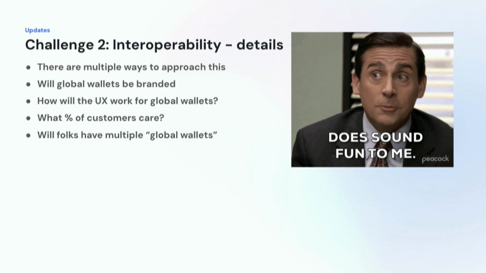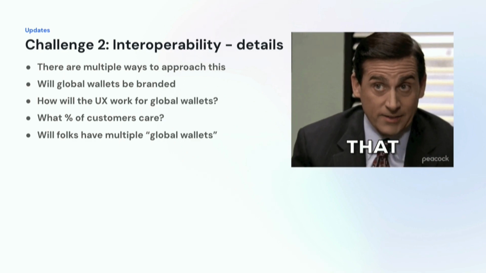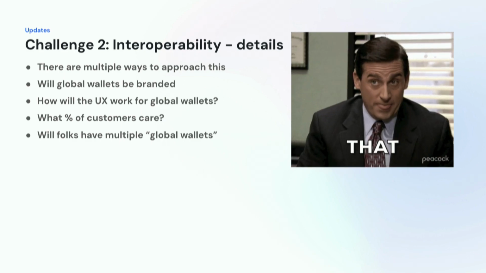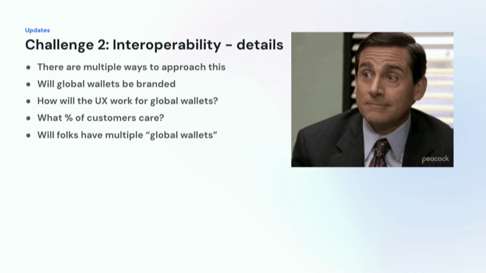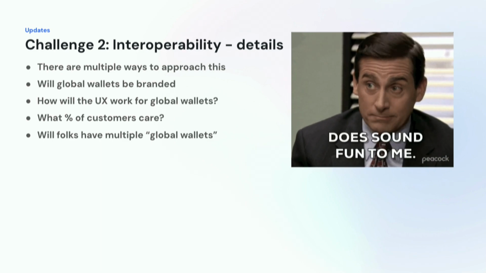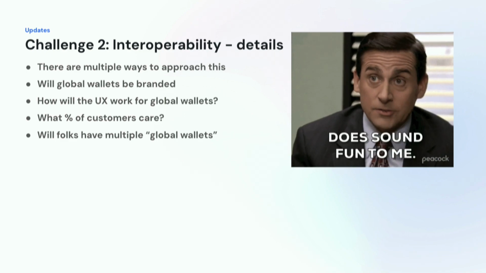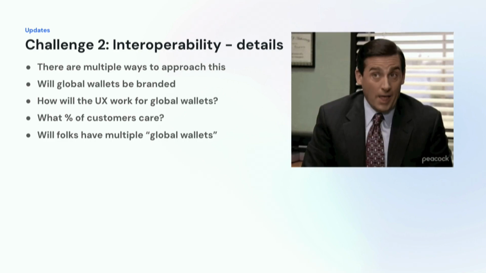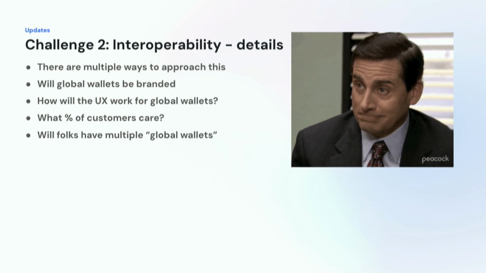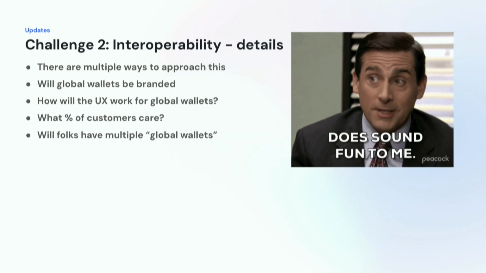One question is will global wallets be branded, right? And we'll touch on an example that actually launched 24 hours ago, and we'll analyze that towards the end. But what would the UX look like? Is it a pop-up? Is it something else? What percent of customers actually care about this stuff? And will folks have multiple wallets, multiple global wallets? Just like I have multiple MetaMask wallets, or I have a MetaMask and a Coinbase wallet, will I potentially have multiple global embedded wallets? So there are several approaches. We'll go through them. It's a list of 8. Some, I will warn you in advance, are not very interesting. Some are exciting to the extent that you can say interoperability is exciting, but we'll go through all of them.